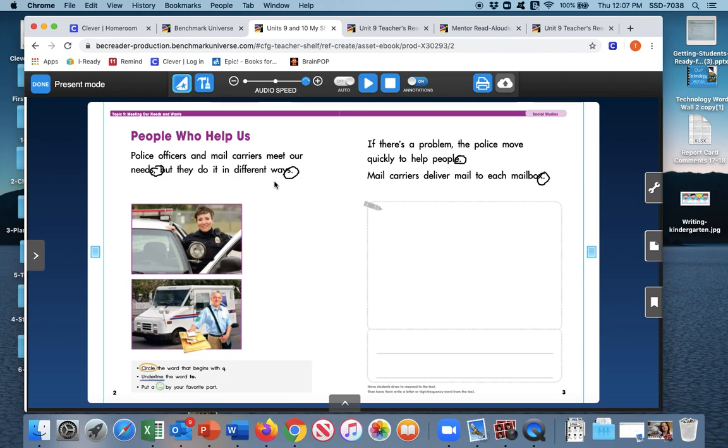If there is a problem, the police move quickly to help people. Mail carriers deliver mail to each mailbox. So here we have a picture of the police officer. Here we have the picture of the mail carrier.